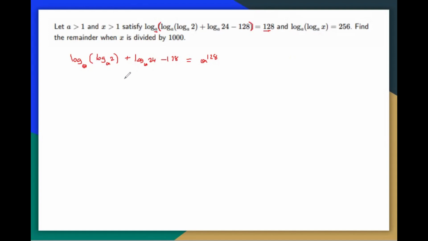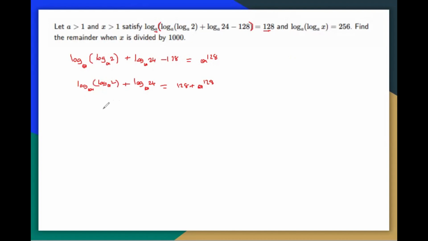Okay, but still, this is not really nice looking, but at the same time, we have the base a, and then we also have base a of 2 logs, and we are adding those together. But this 128, maybe I can move it to the other side. So if I do this, I will get the log base a of 2 plus the log base a of 24, and then this is equal to 128 added to both sides. So you get 128 plus a to the 128 power.